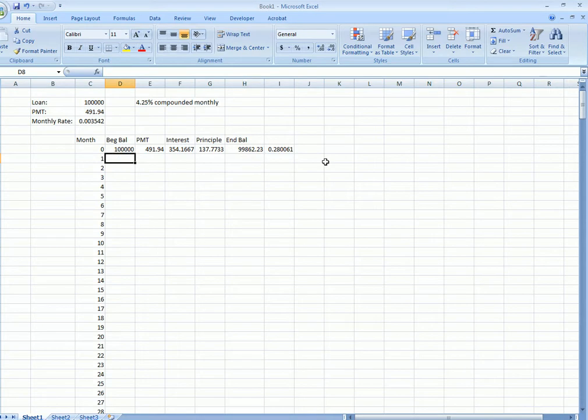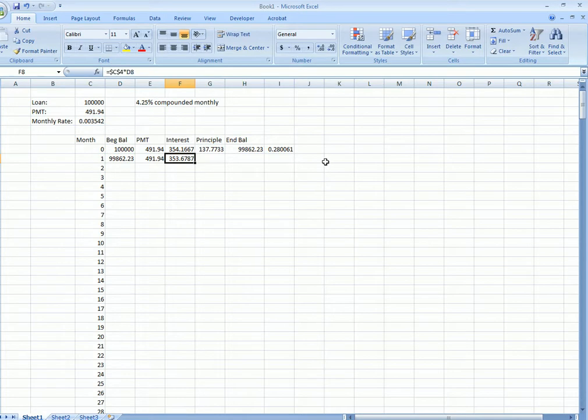Okay, the beginning balance for the next month is going to equal the ending balance for the previous month. And the beauty of all this is I can just copy the payment down. The interest, I still want to take 0.003542 times the balance, except I want to do that for the new balance. So now notice that I fixed C4, but because I didn't fix the $100,000, it drops down one cell, so it pulls in the new beginning balance.